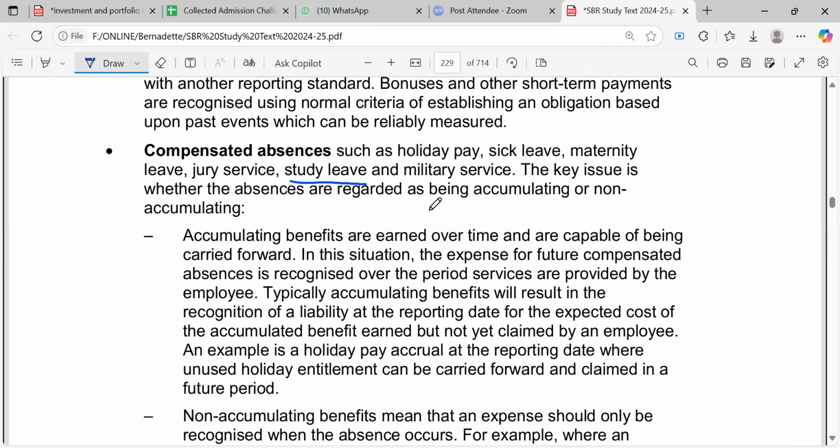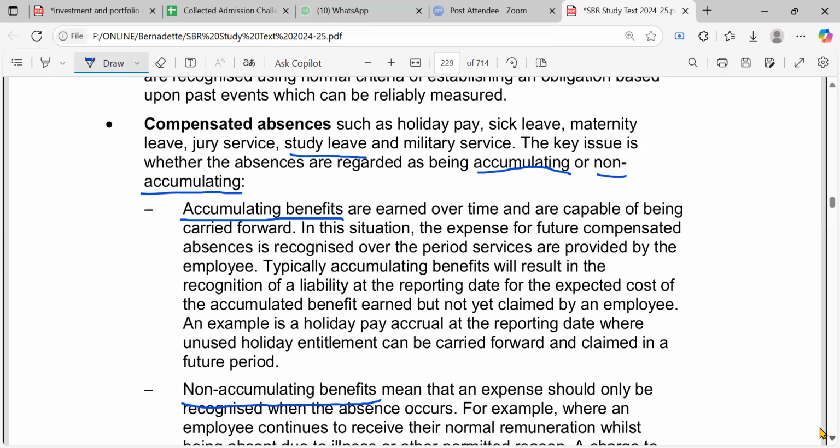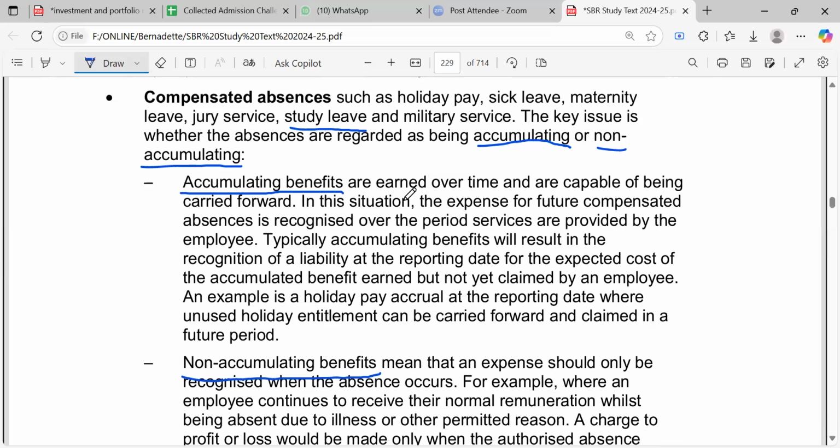Okay, so the key issue is whether the absences are regarded as accumulating or not. This is just the main point, which is a simple point, right? By this, when they are accumulating, it means we do not have the cutoff point. Something which is not accumulating is if a specific year ends, then they expire. If they're accumulating, it means they do not expire. You could always claim them in the future, regardless of the period within which you have done that. So accumulating benefits are earned over time and they are capable of being carried forward.